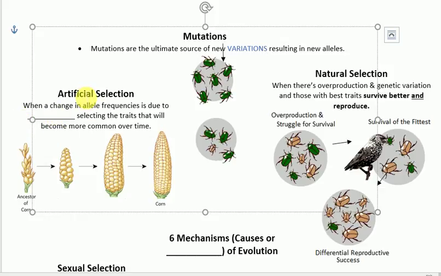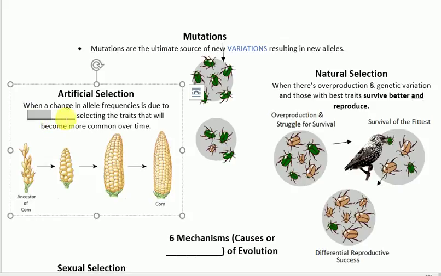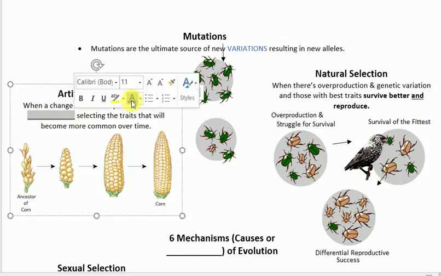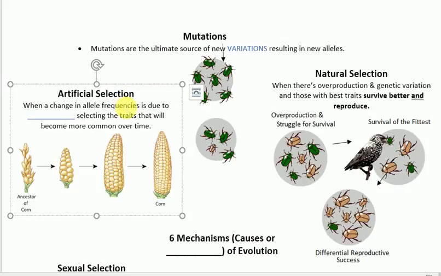Artificial selection, this is basically when a change in allele frequency is due to humans selecting the traits that are going to become more common over time. So for instance, this shows you corn. And basically, we have selected the traits that make something better over time.